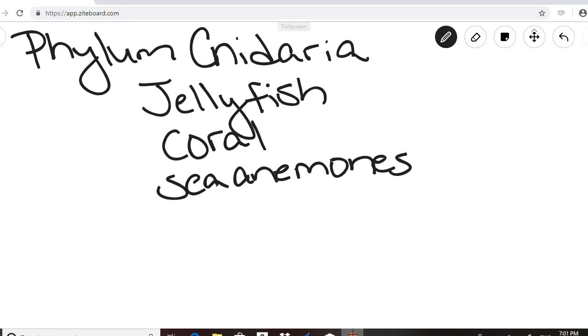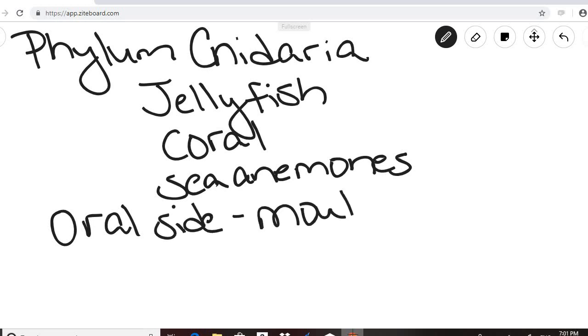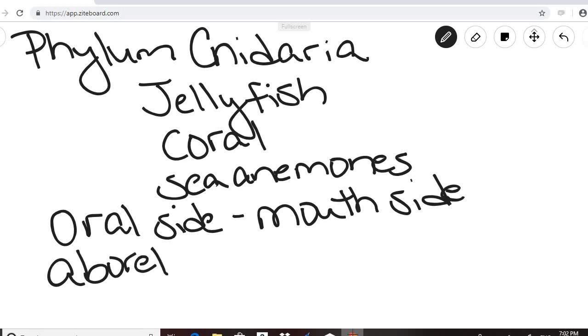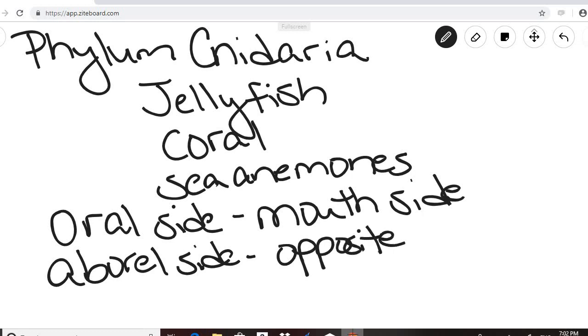Most of these organisms generally have two sides. They have an oral side, which is the mouth, and then they have the side opposite, which is called the aboral side. So that would be the side opposite the mouth. That's usually how they are identified in terms of the different parts of them.